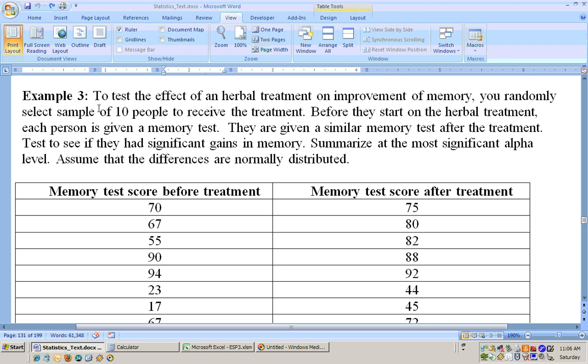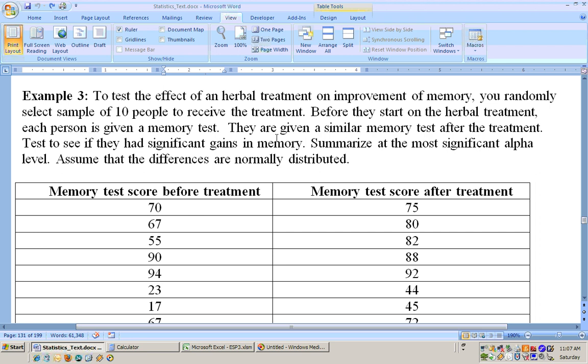Okay, example 3 on section 8.3. It says to test the effect of an herbal treatment on improvement of memory, you randomly select a sample of 10 people to receive the treatment. Before they start the herbal treatment, each person is given a memory test. So here's their memory score before they were given the herbal treatment.